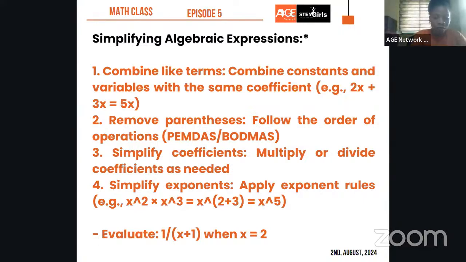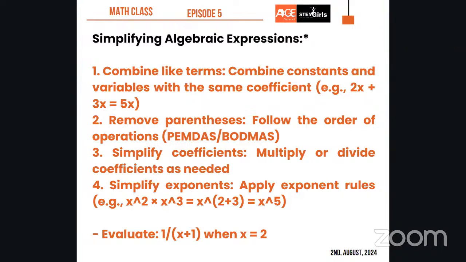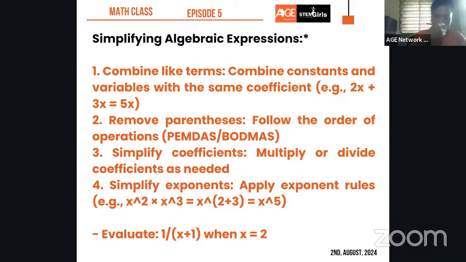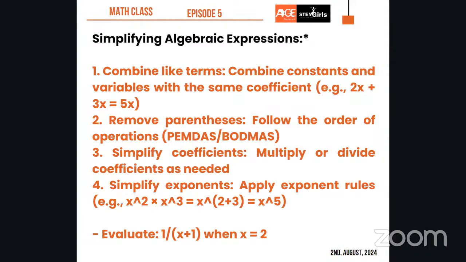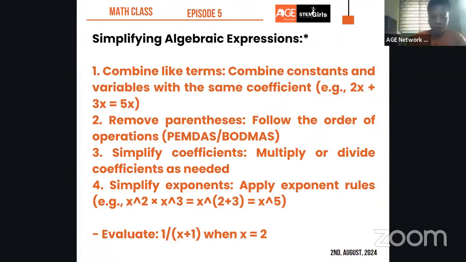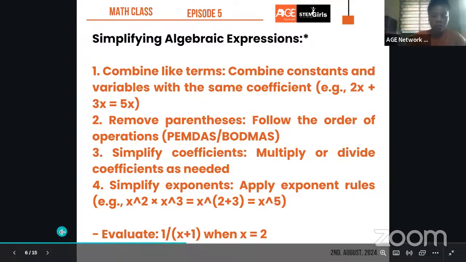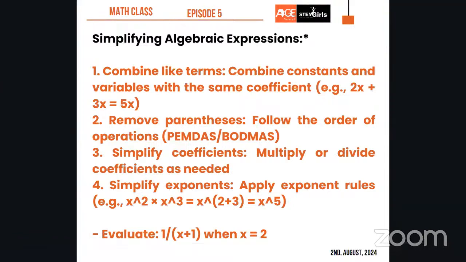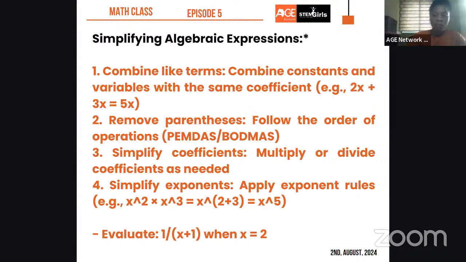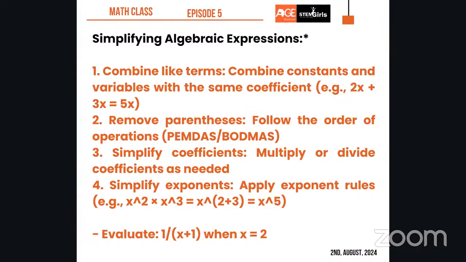Now the third one here is simplify coefficients. We can simplify the coefficient if need be. If there's a need for you to multiply or divide the coefficient, then you can go ahead and do that. Don't worry, we'll solve examples so that you'll be clearer about this. The fourth one is simplify exponents. When you have exponential rules, I believe you've done indices from your syllabus, so by now you should know how to go about it.